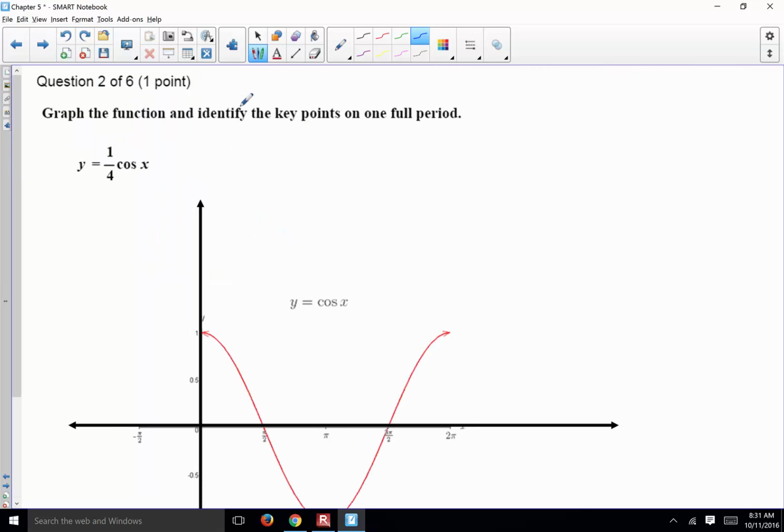Alright, the second question is pretty similar. This time you have a number in front, but what is the difference? What do you see as the difference? It's no longer a big number bigger than 1. It's a small number. 1 over 4 is less than 1. So it's going to shrink the picture. This is shrink.